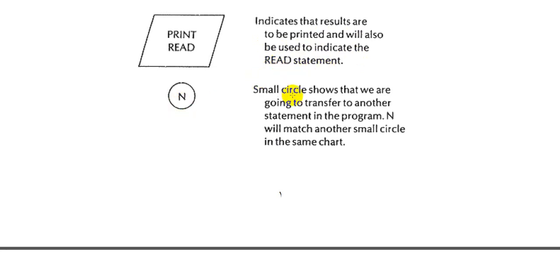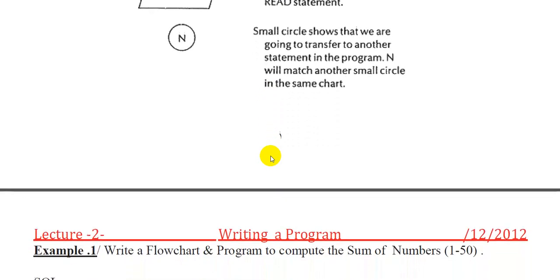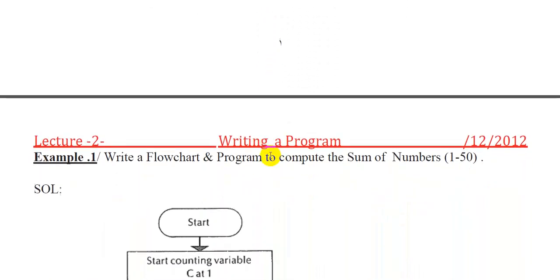And the connector shows that we are going to transfer to another statement in the program, holding a different statement, and it will match another circle in the same chart, a totally different circle in the same chart, to represent a totally different activity.